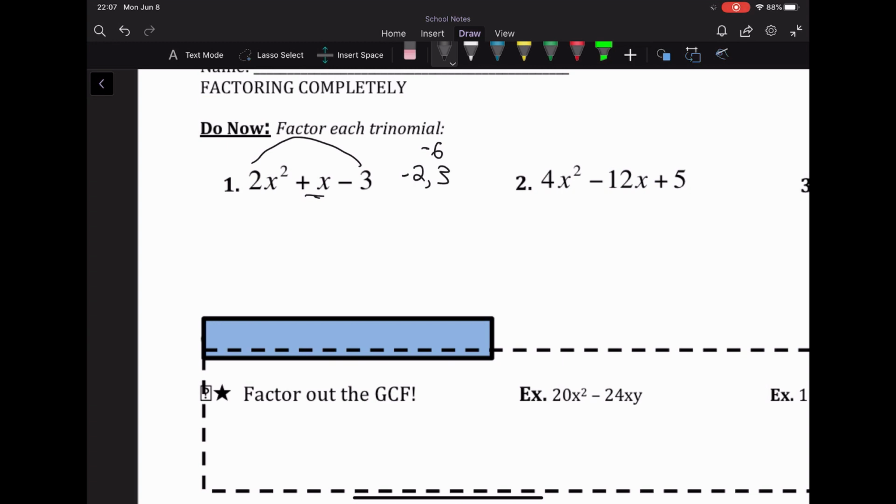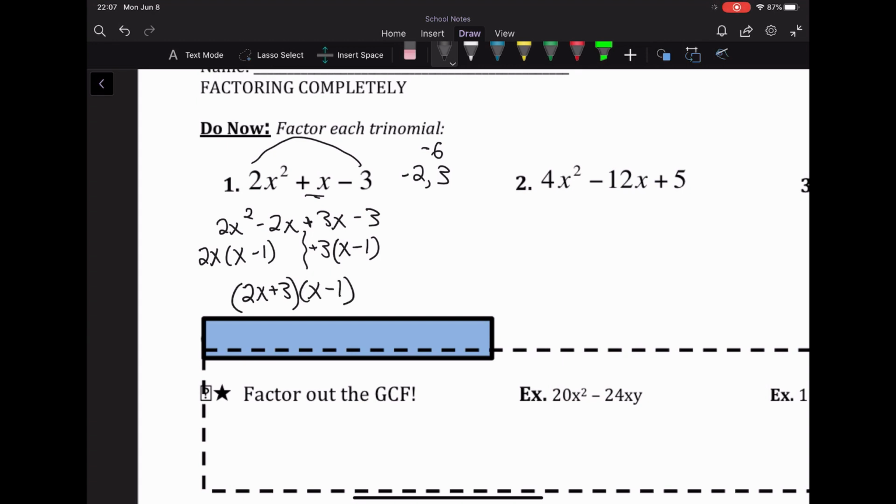So let's rewrite now with our new numbers. So we got 2x squared minus 2x plus 3x minus 3. Now we're going to do some factor by grouping. And let's draw a line down the middle. So on the left-hand side, we could take out a 2x, and we'll be left with x minus 1. And on the right-hand side, we could take out a 3. And we'll be left with x minus 1 there as well, so these match, and we'll have 2x plus 3 times x minus 1 as our answer.